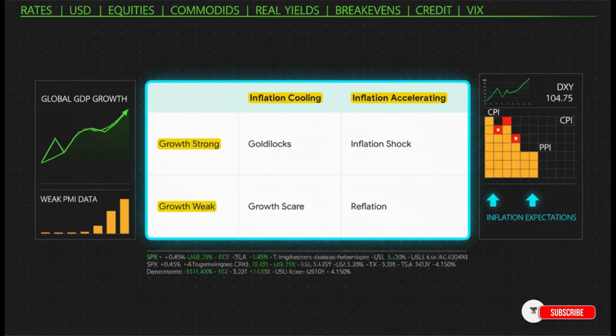And we can map these environments with a super simple 2x2 grid. All you need to know is the direction of two things: growth and inflation. Is growth strong or weak? And is inflation getting hotter or colder? The answer puts you in one of these four distinct boxes.